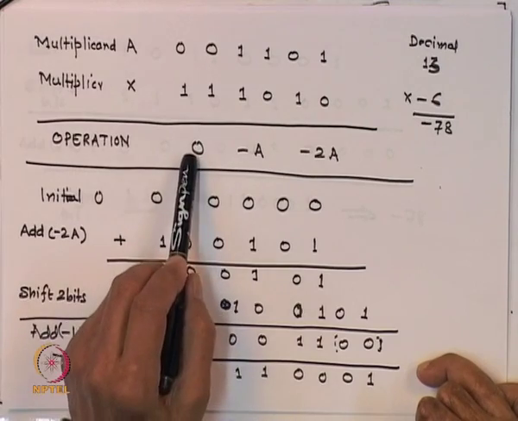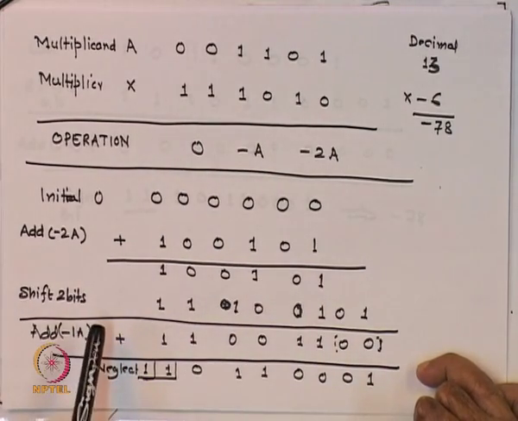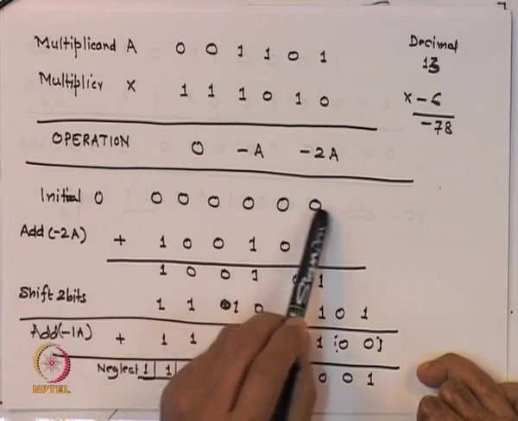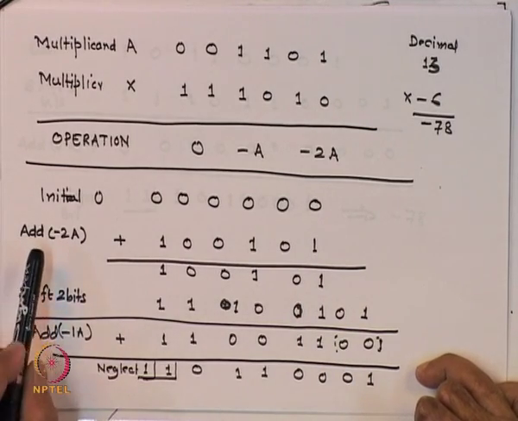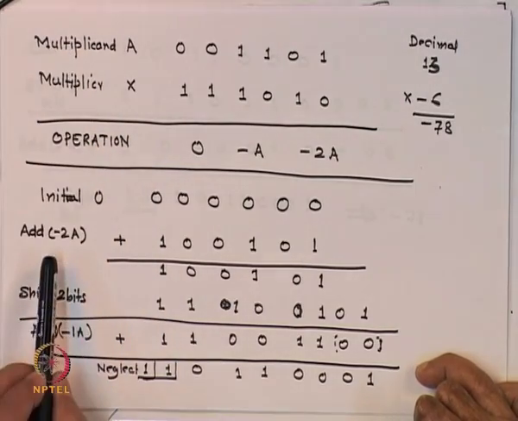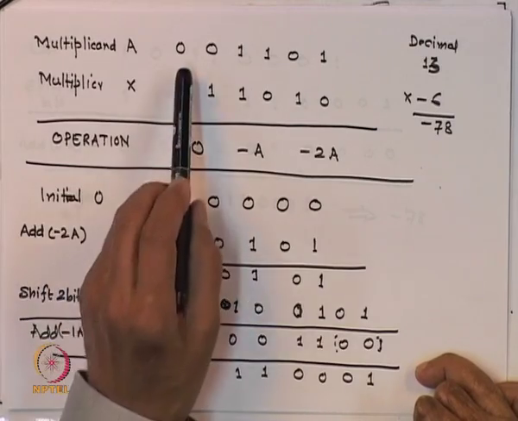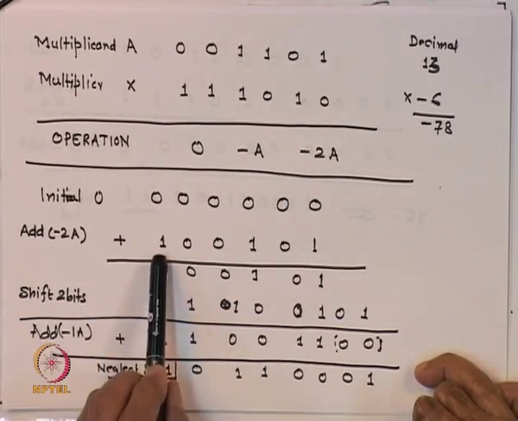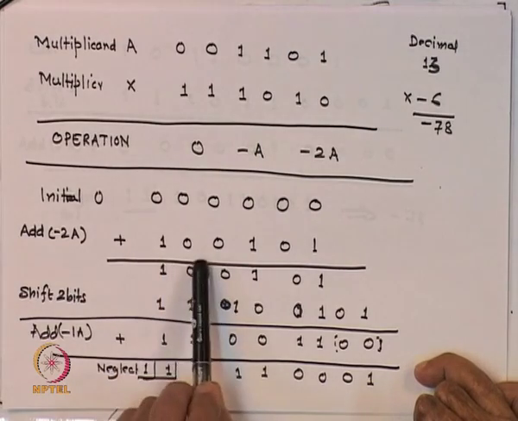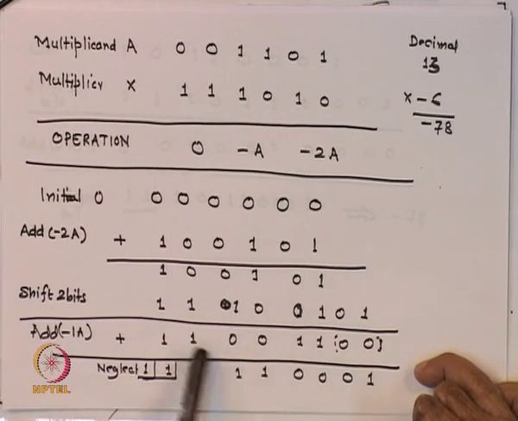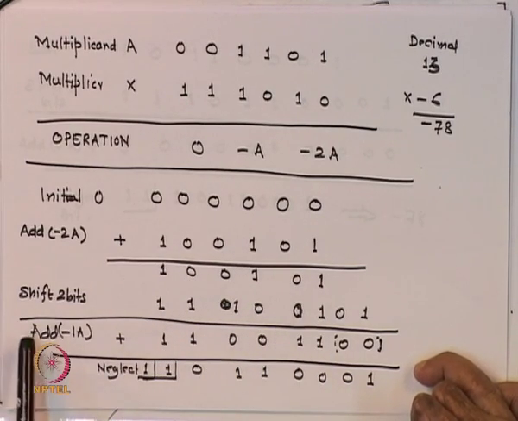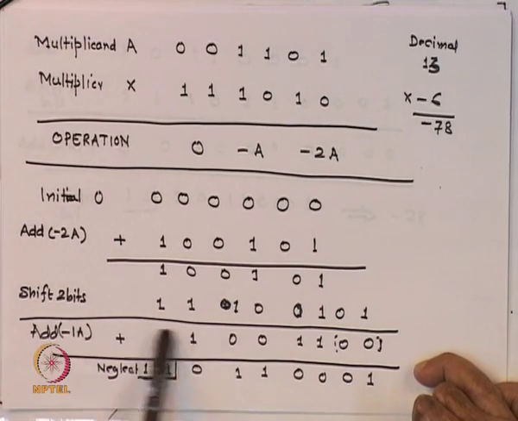You want to do this operation of 0, minus a, minus 2a. Let us say the initial product or sum is 00000, we call it the partial product sum. The first operation you want to do is minus 2a, and a is, please remember, the multiplicand. Now, if I do 2 of this and shift, take complement and shift, you can get 100101, and then add, since it is 0, this number will remain 100101. Then shift 2 bits, because you have 2, so shift 2 bits.